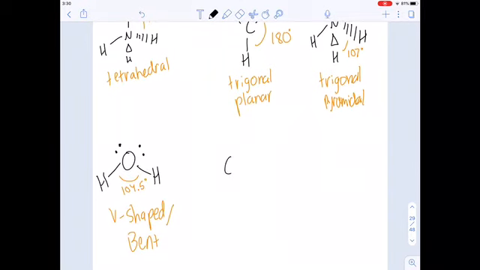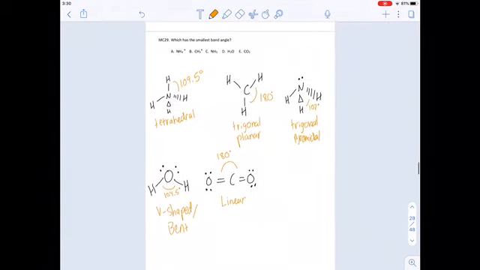And then finally, what was our last one? CO2. And that's going to look like this. And this is going to be a linear geometry. And it's going to have a bond angle of 180 degrees. So all things considered, the smallest bond angle you're going to find is in the V-shaped or bent molecule of water. So the answer to multiple choice 29 is D, H2O.